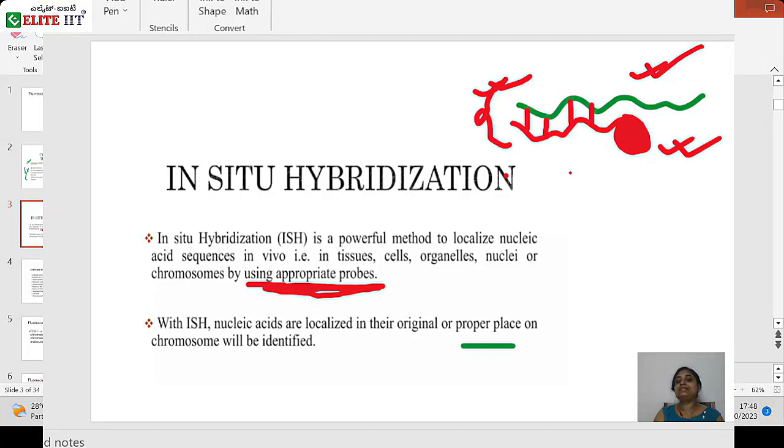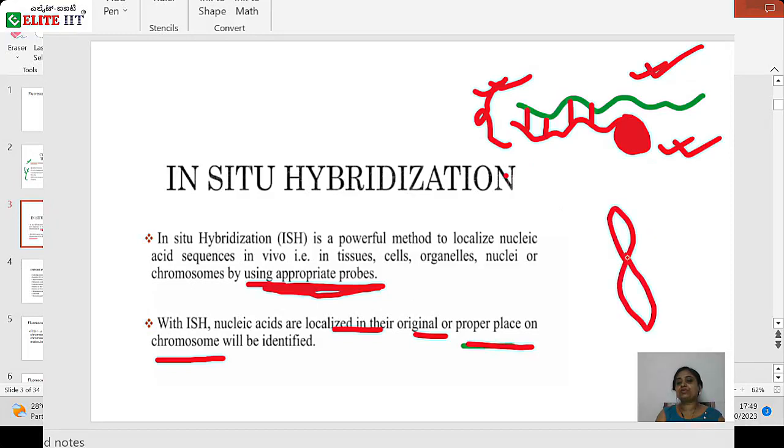So in this case, in situ hybridization. Why in situ? Because we are not changing the position of the DNA inside the cell. Nucleic acids are localized in their original or proper place on the chromosome. You don't have to separate the nucleic acid from the chromosome. It will be situated inside the chromosome.